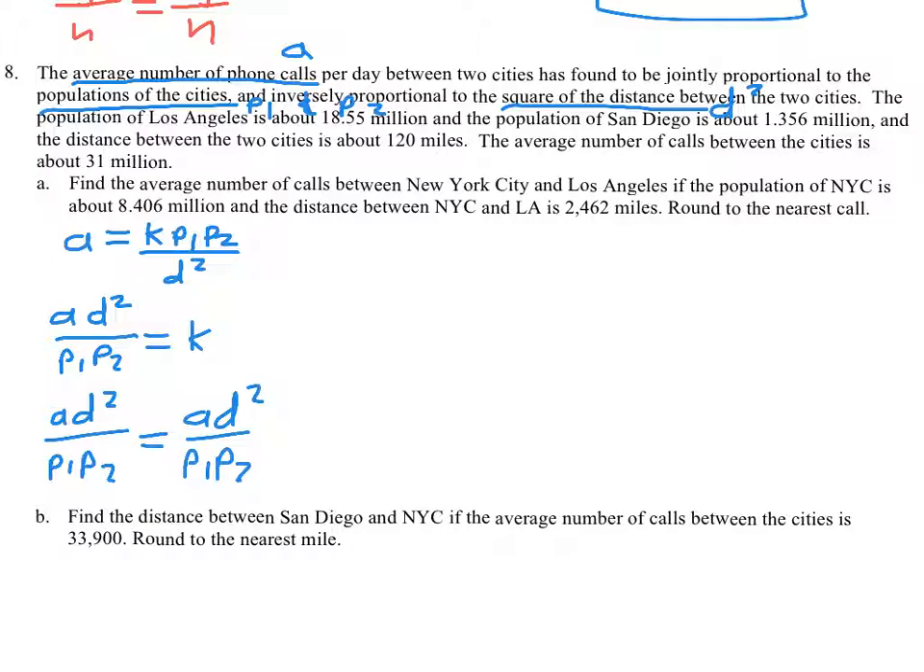Okay, now we're going to plug in what they give us. The population of Los Angeles is about 18.55 million, so that's going to go for one of the populations. The population of San Diego is about 1.356 million, so we need to keep in mind that all these numbers are in millions. The distance between them is 120 miles, 120 squared. The average number of calls between the cities is about 31 million.